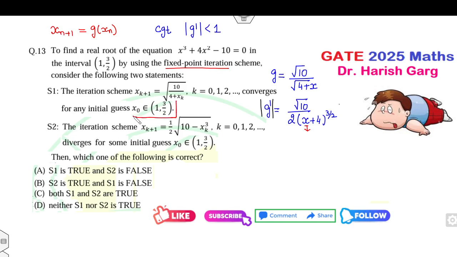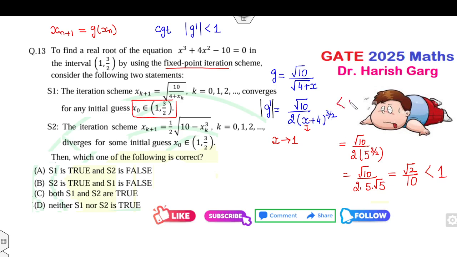In this interval, whenever x approaches 1, this value will be root 10 divided by 2 times 5 raised to power 3 by 2, and 5 raised to power 3 by 2 means 5 into root 5. So that will be root 10 divided by 10 root 5, that is root 2 divided by 10, and clearly this number is less than 1. So yes, whenever mod of g dash is less than 1, it is convergent. So statement S1 is correct.